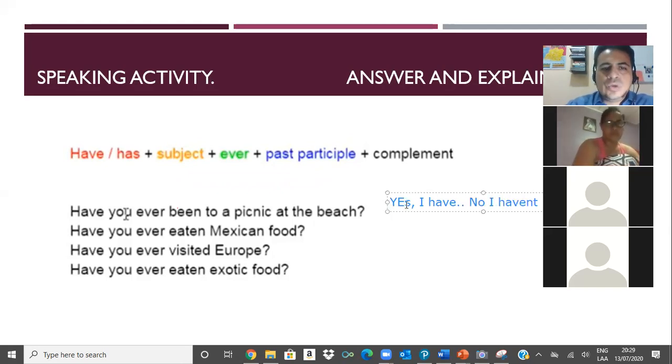Okay. Voy a tomar el verbo auxiliar que está al principio. All right. Now, usually conversations empiezan así. But if I want to give more information, eso es lo que quiero que hagan también, continúen la conversación, give more information, okay? For example, have you ever been to a picnic at the beach? Yes, I have. Okay? Ahora le puedo seguir preguntando.